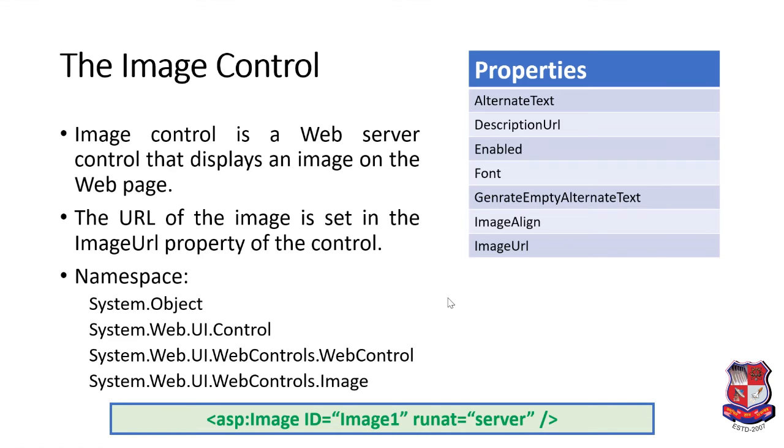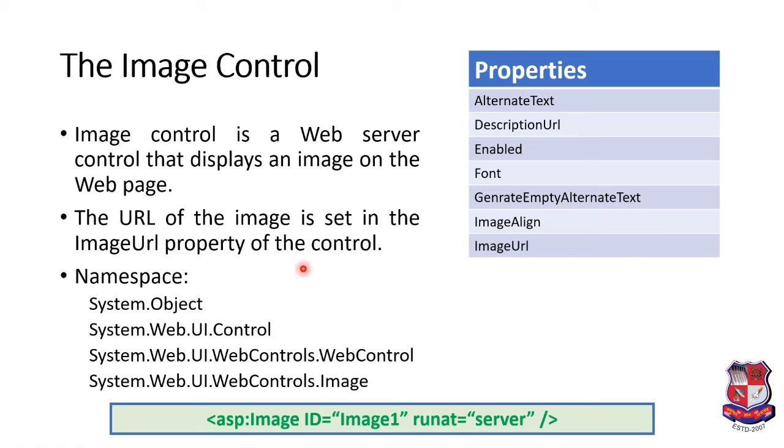Now we will discuss our last standard control, and that is the image control. The image control is a web server control that displays an image on the web page. The URL of the image is set in the image URL property of the control.